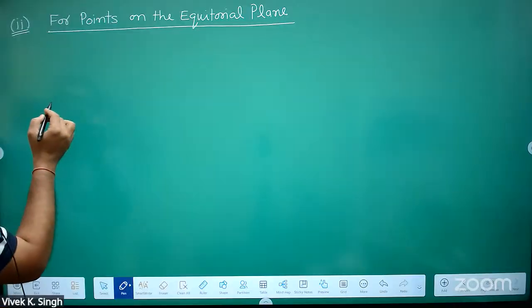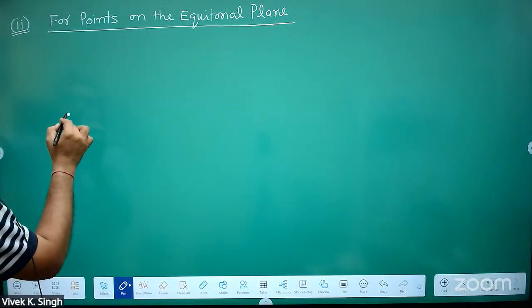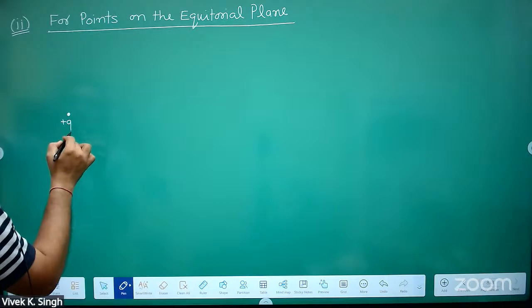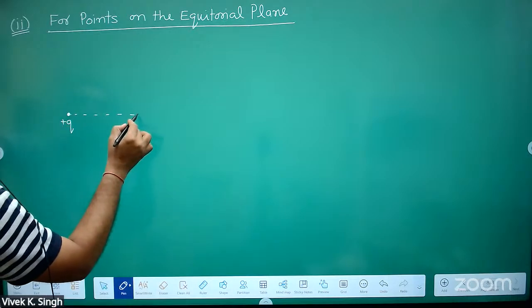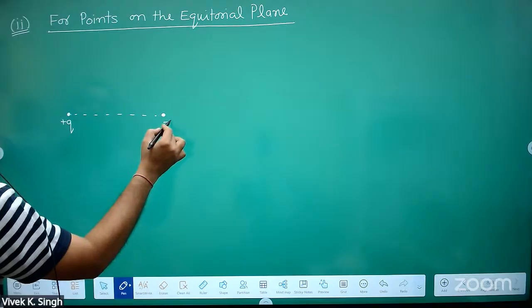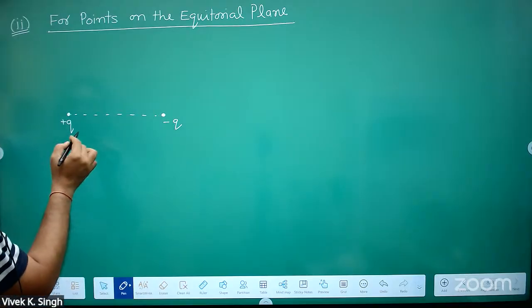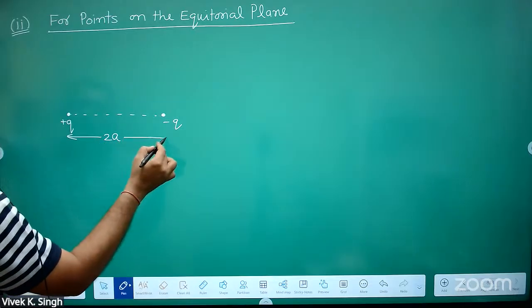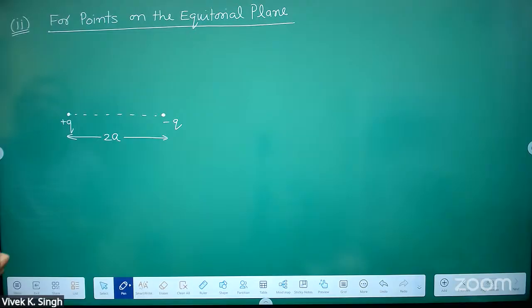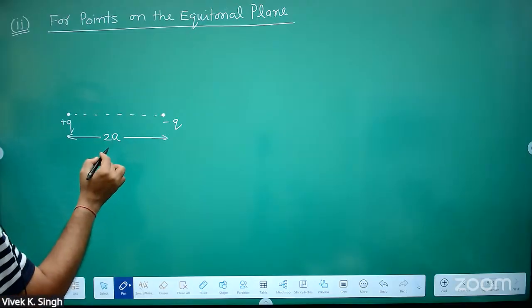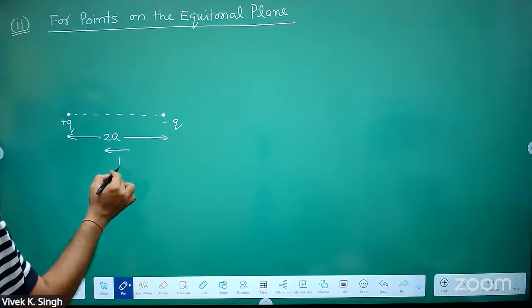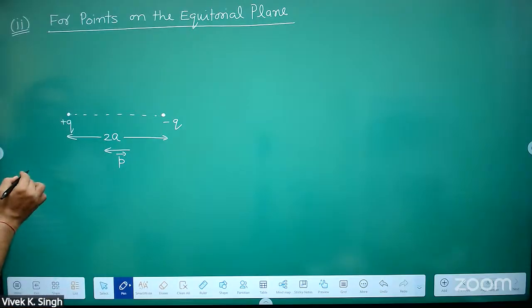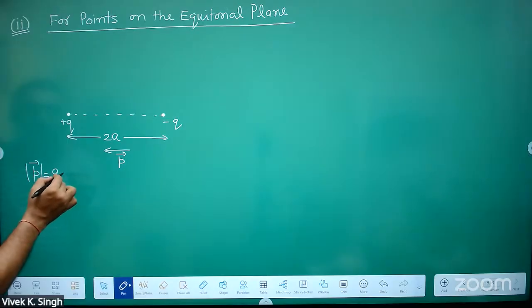So let's see the dipole. This is plus Q charge, and this is the minus Q charge. They are separated by a distance 2a. Its dipole moment is in this direction. This is the direction of the dipole moment, where the magnitude of P is Q into 2a.